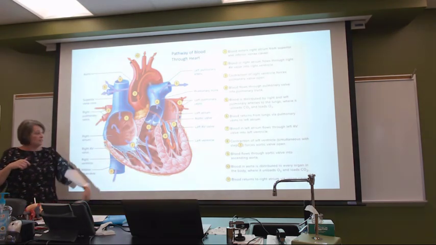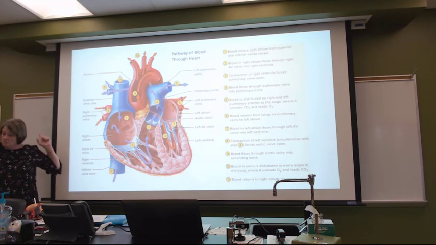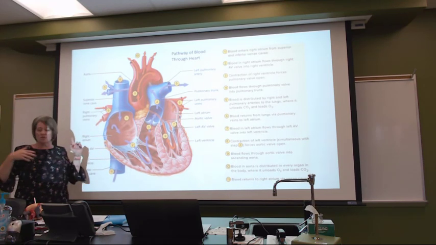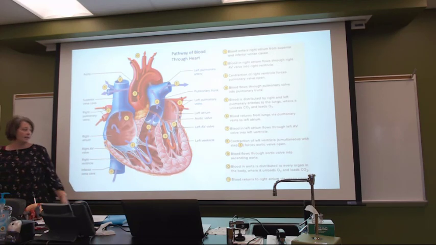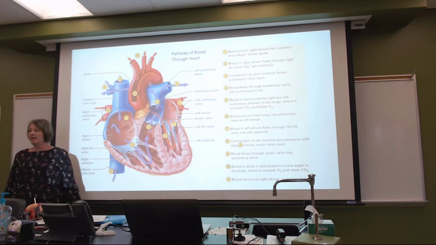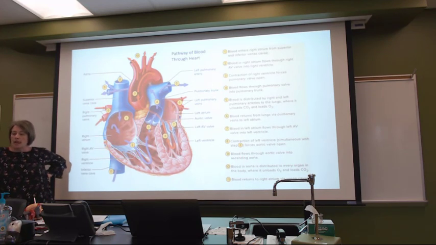From the descending aorta, we're going to find it go into my systemic circuit. From the systemic circuit, it has to come back to my inferior and superior vena cava and start the whole process again. Happens every heartbeat.